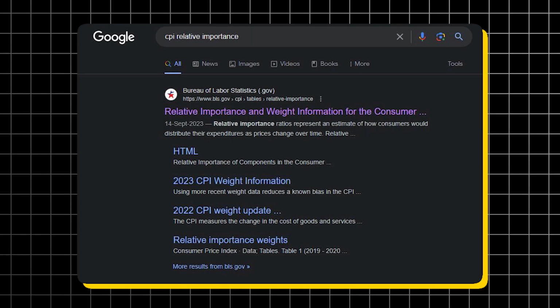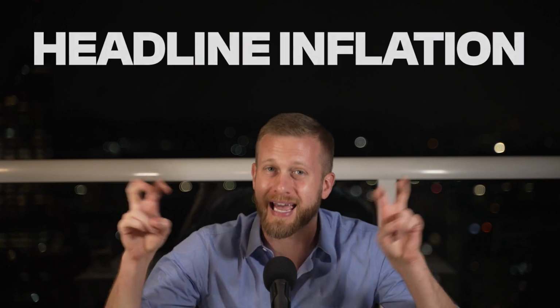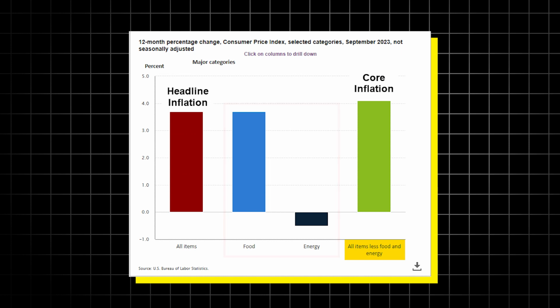If you're curious to see all the little components they measure, you can find it by searching for CPI relative importance. So that's headline inflation. But sometimes you'll hear people refer to core inflation instead, which is simply the headline inflation, but with food and energy taken out. The reason food and energy are not included in core inflation is because they're so volatile that they can swing the overall inflation number around a lot.